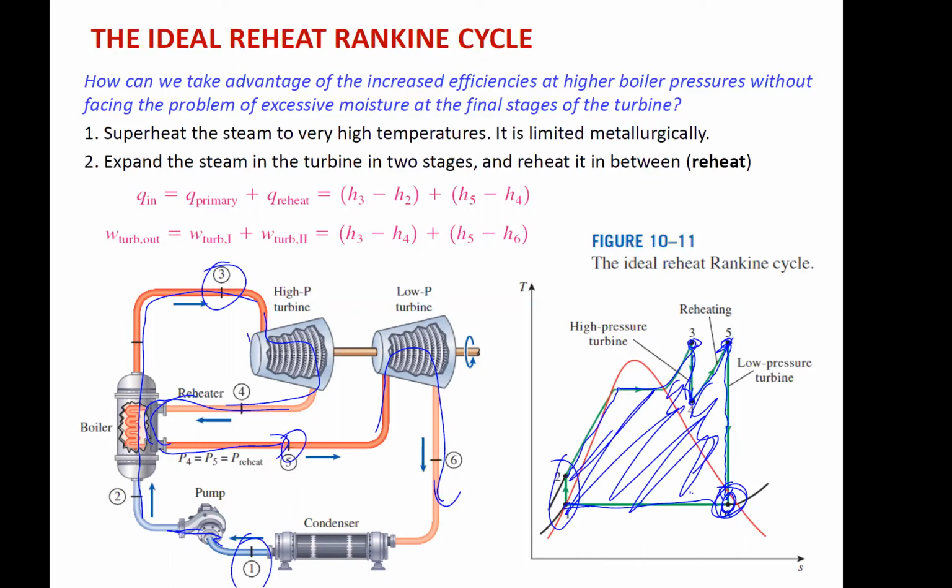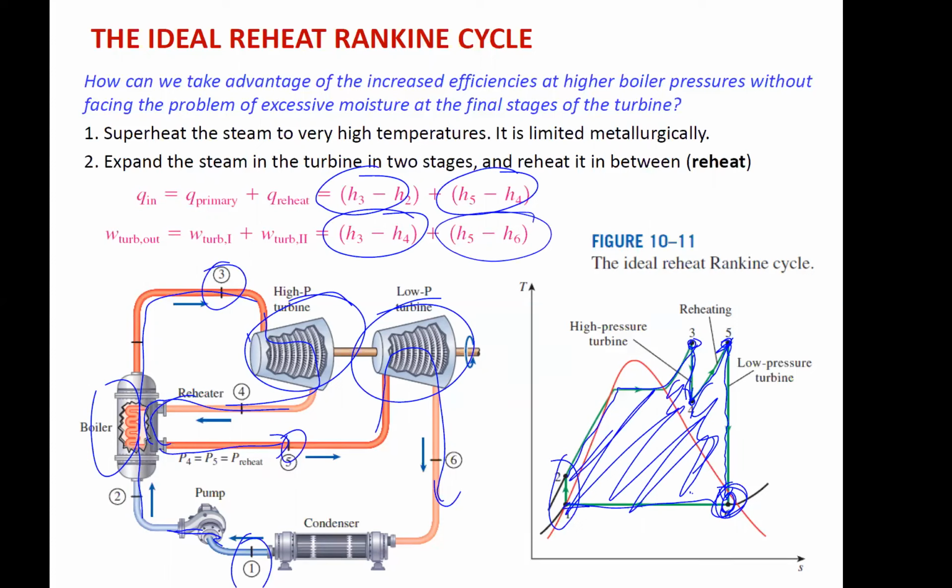Okay, so that means we have change in enthalpy in the initial boiler, what's called the primary, and then the reheat. Turbine, we have 2 work outs, right? We have 3 to 4, 5 to 1. We still have a work in for the pump though too, right? So that's the work out. So then work net is these works minus the work of the pump, or Q in minus Q out.